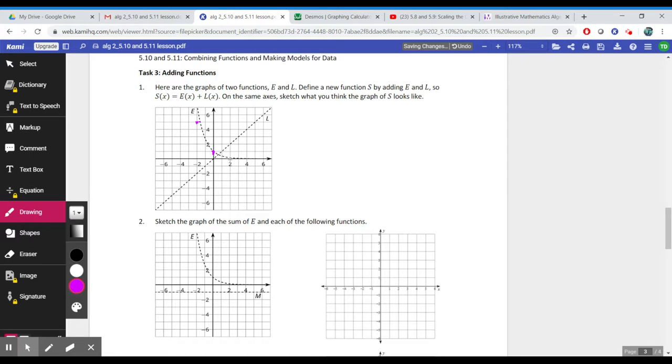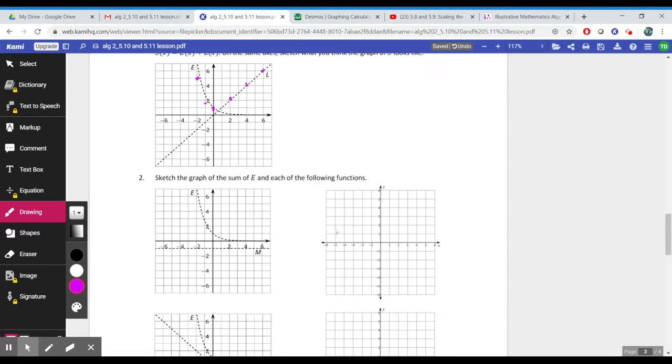We'll try 2. I can see that E is just ever so slightly above 0 when X is 2, and L is at 2. So we're adding 2 to a number that is just a little bit bigger than 0. So that's just going to be a little bit bigger than 2. I'm going to keep doing this process for several other values of X until I think I know what the graph might look like. So I'll be back once I've tried this for several other values.